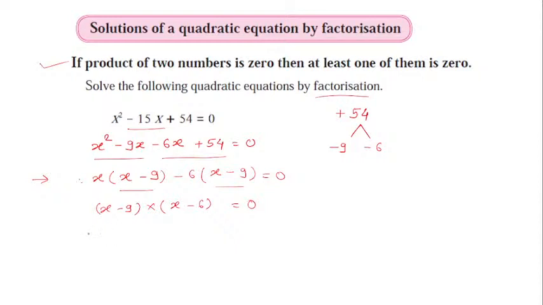So we can have either x minus 9 is equal to 0 or x minus 6 is equal to 0. Any one of them may be 0. So it will be x is equal to plus 9, or x is equal to minus 6 going to the right hand side, plus 6. So we get two values, x is equal to 9 and x is equal to 6. So these are the solutions.